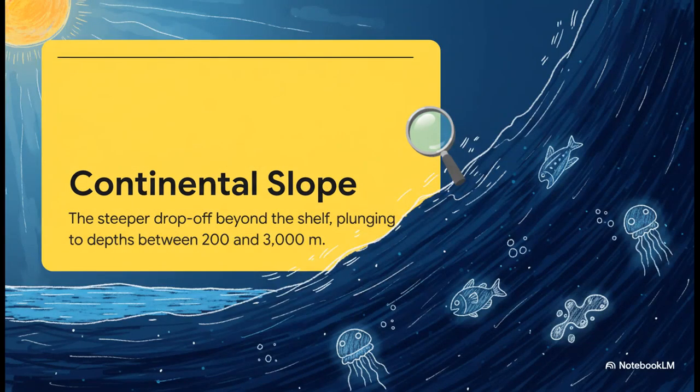But eventually that shelf runs out, and when it does, we hit the continental slope. Now this is where things get really serious. The gradient steepens significantly, dropping at an angle of roughly 2 to 5 degrees. As you slide down this slope, you leave those sunlit margins completely behind, and you rapidly plunge to depths anywhere between 200 meters and 3,000 meters. At this point, we are officially leaving the continents and entering the true oceanic abyss.